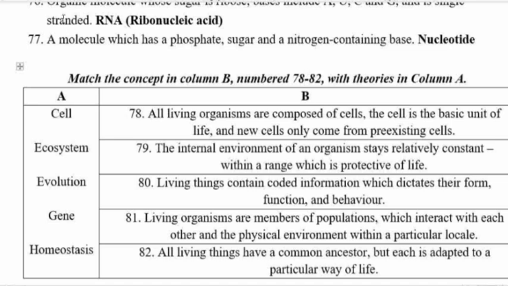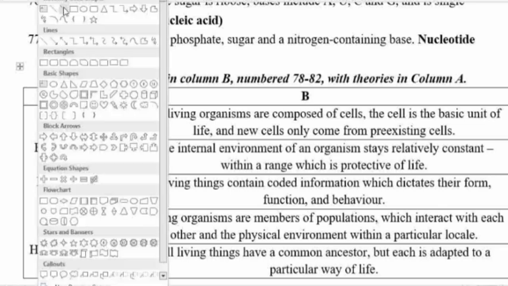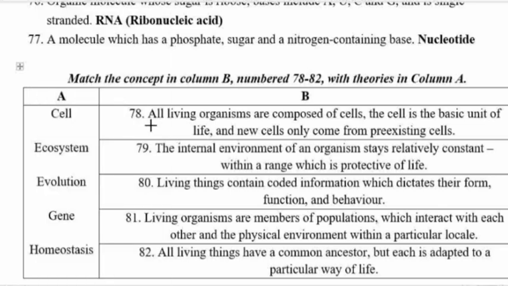So 78 will match with the cell theory. The cell theory.